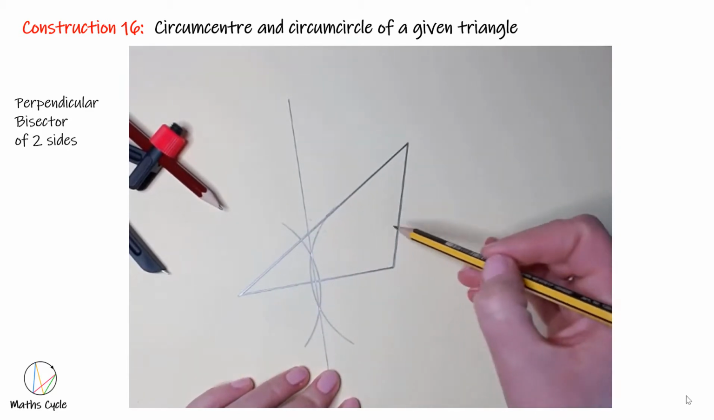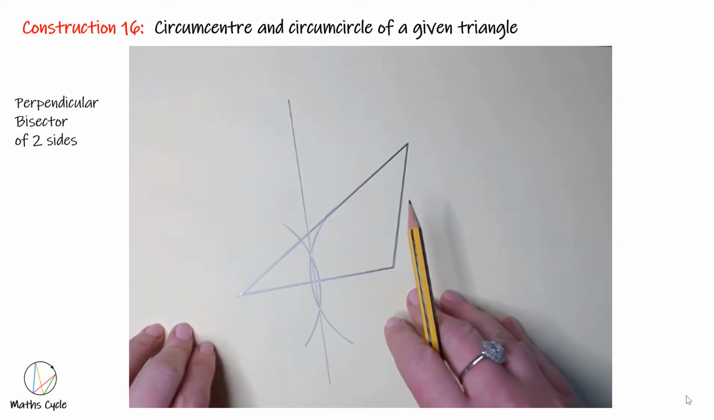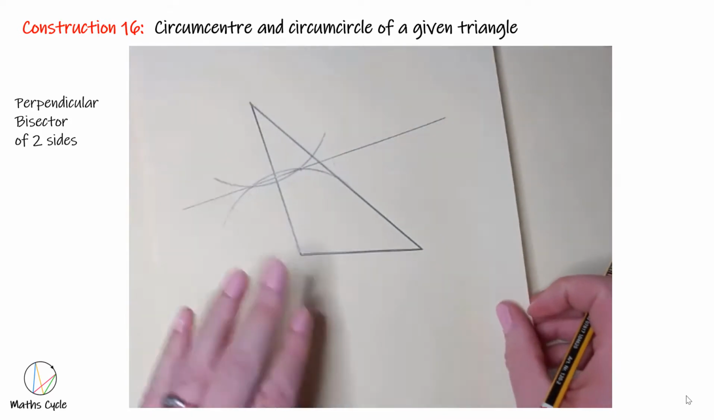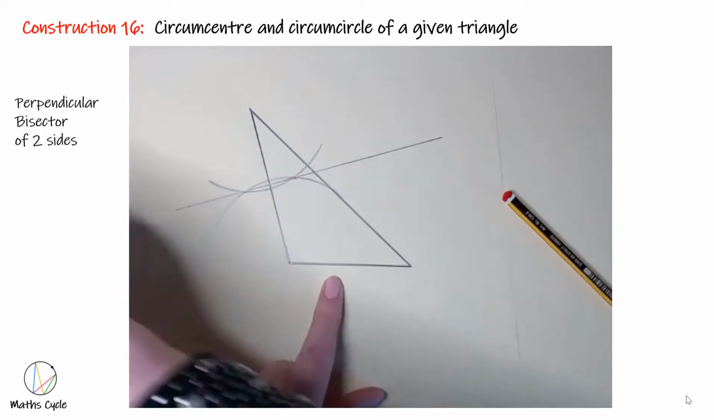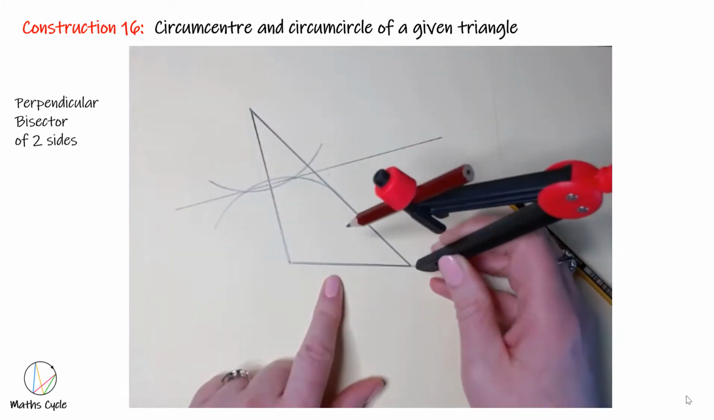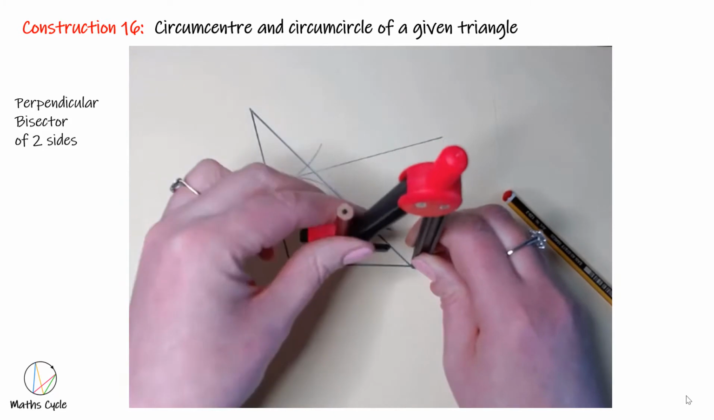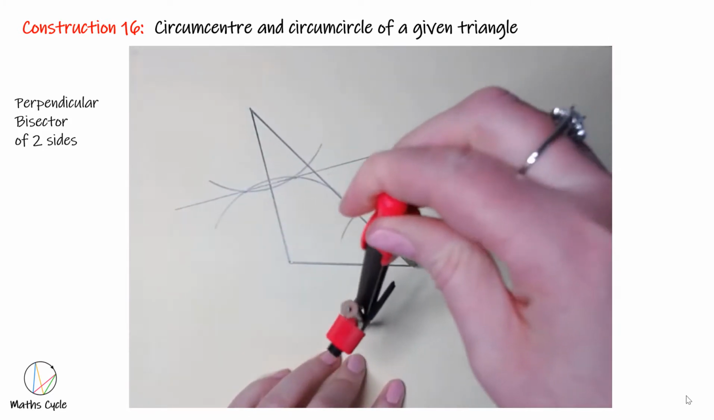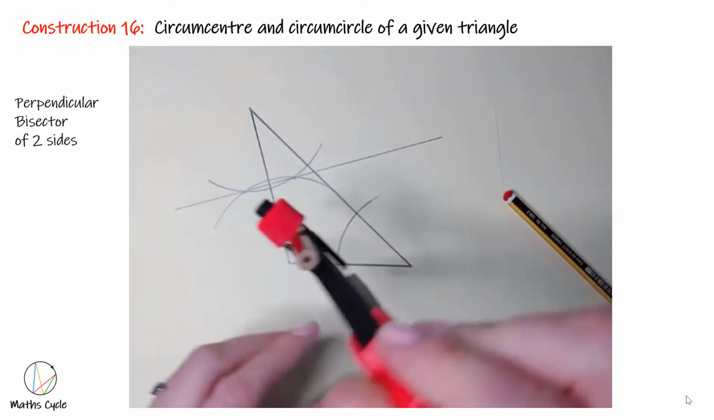Now pick another side and do the same. Now I find with this that the easiest thing to do is to actually move your page. Okay, so I'm going to do this side now. So get your compass, again a little over halfway, make an arc on the top and an arc on the bottom, and if you like you can just make one big arc.